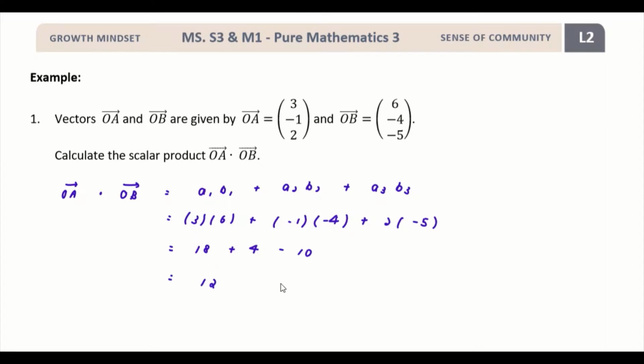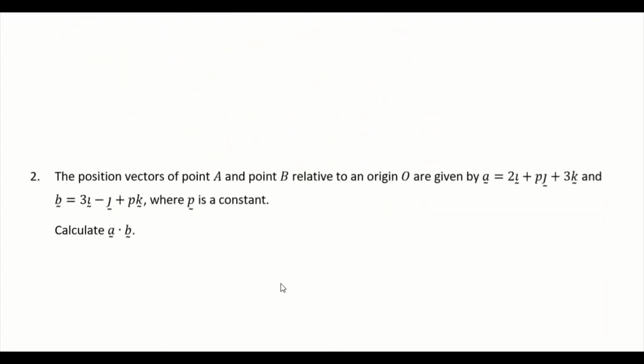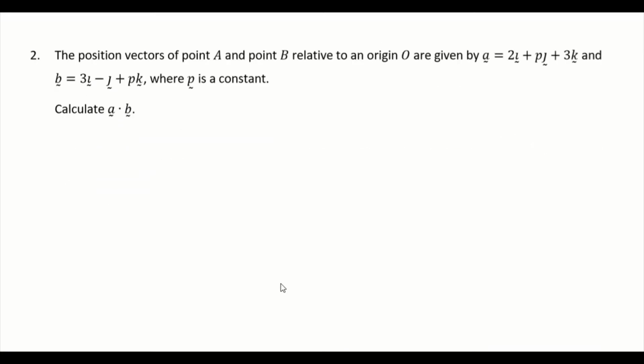All right, so after that, we are going to look at question 2. The position vector of point A and point B relative to an origin is given by this. Yeah, so this will be quite easy as well. This is in unit vector ijk, which means it's exactly the same thing as question 1, but it's just that this is in the form of ijk, and question 1 gave you the column vector form.